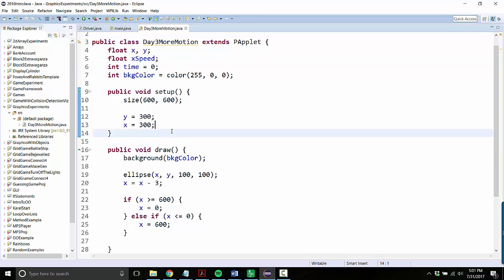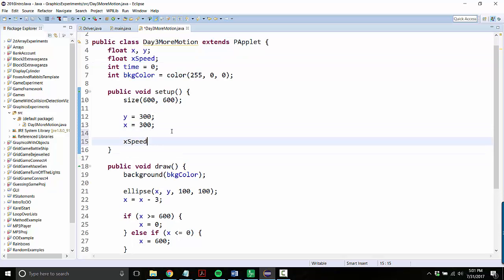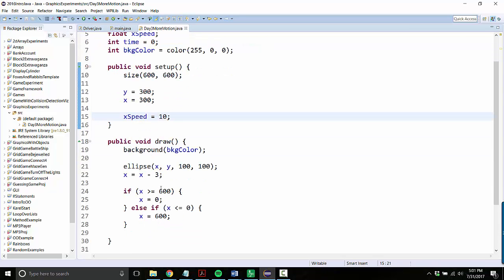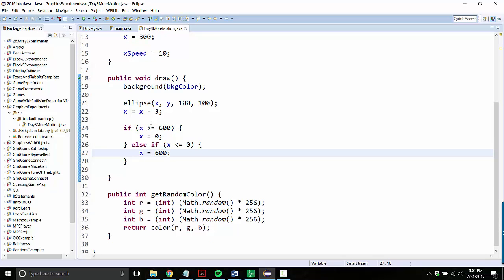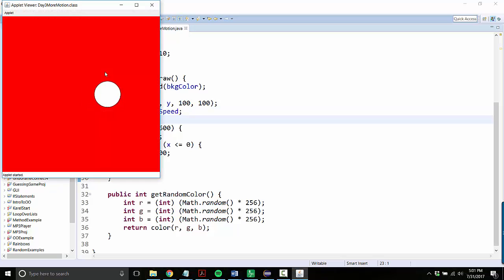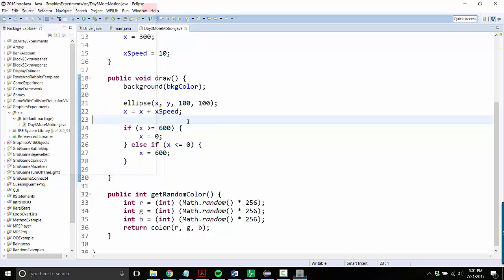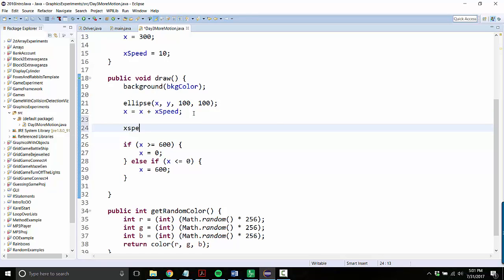And then just like my other variables, I'm going to set it here in setup. So x speed is going to start at 10. Did I make it a float? Good. And now I can say x equals x plus x speed. Okay, when I run it, you'll notice that it works the same way that it did before, because x speed is 10.